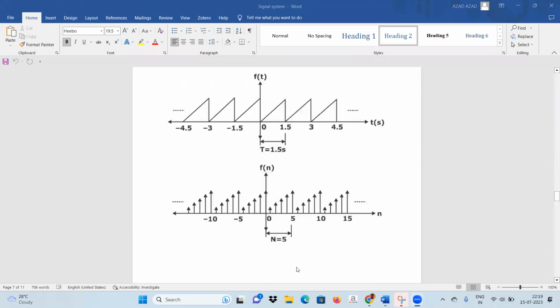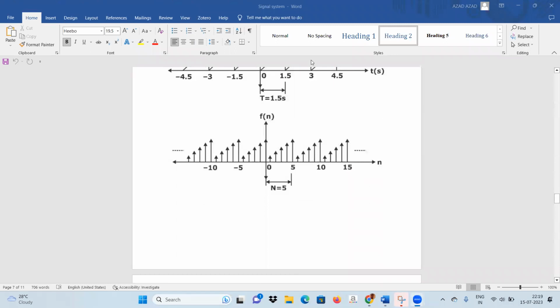And the same for discrete time. This is a discrete signal and it repeats itself after n equal to 5. It means its period is N equal to 5.